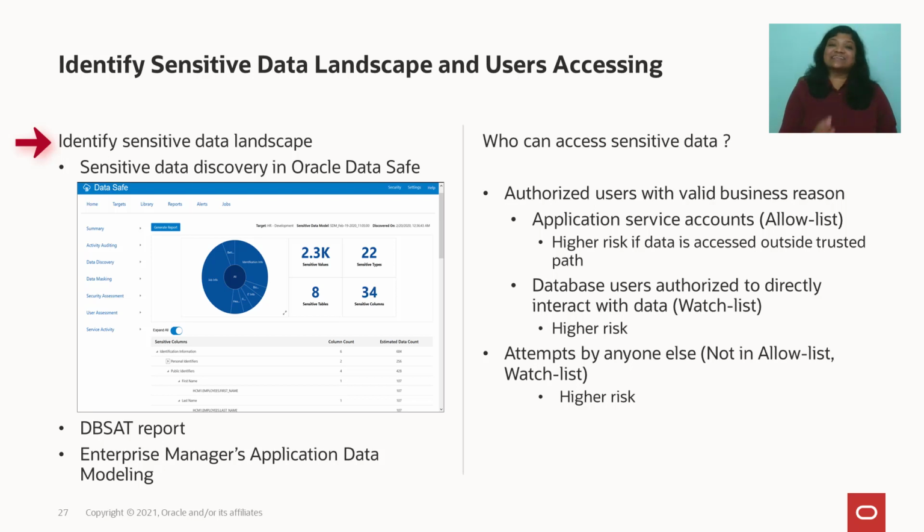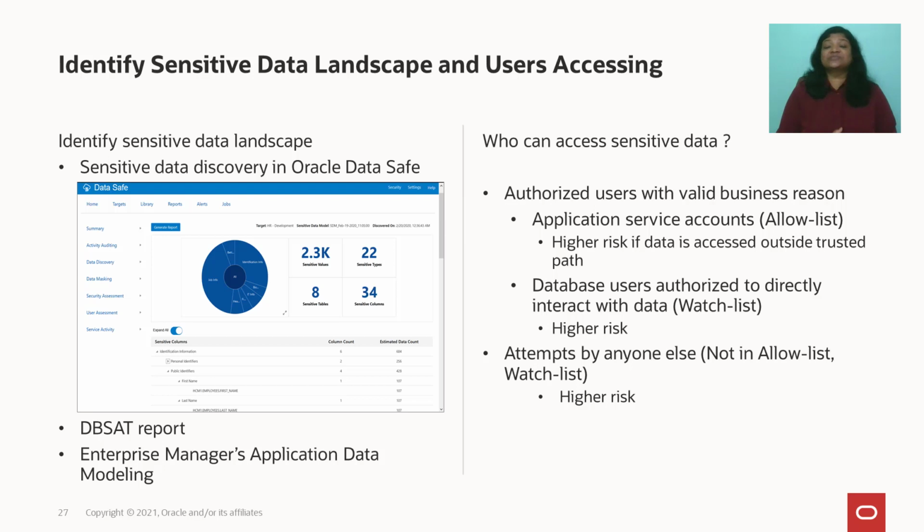Second is to know who can access your sensitive data. There could be authorized users in the environment with a valid business reason to access your sensitive data. They constitute the allow list of users. Typically, they are the application service accounts used by the application to perform a standard set of business operations on the sensitive data. Their access to sensitive data represents a higher risk only when the data is accessed outside the trusted application paths, and hence audit them only on such an access.